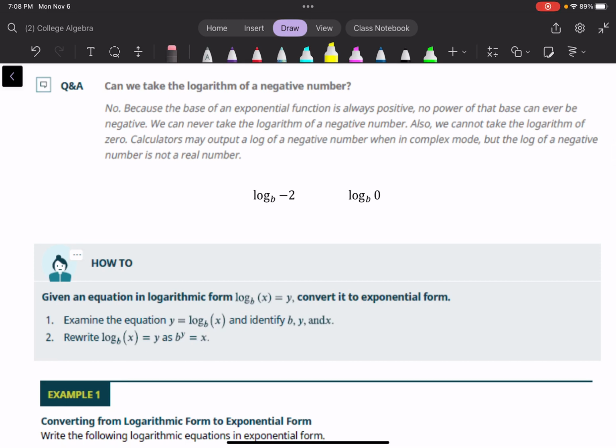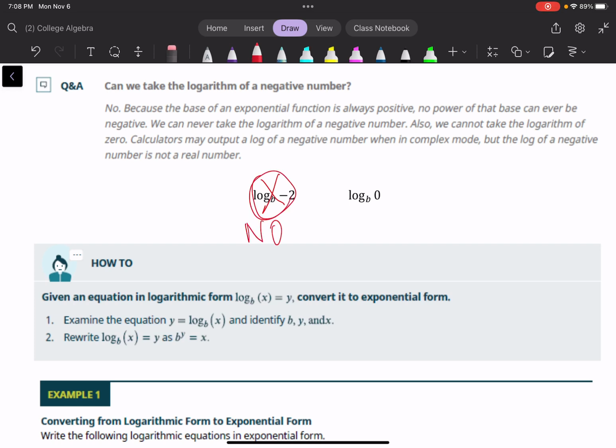Another note about the logarithm, and this is an important question: can we take the logarithm of a negative number? The answer is actually no. Because we define the base b to always be positive, there's no power of a positive base that can ever be negative. So we can never take the logarithm of a negative number. It's considered to be undefined in the real numbers. If you have complex numbers, maybe, but right now we're working in the real number system. So this is a no.